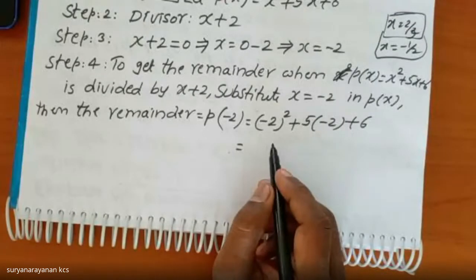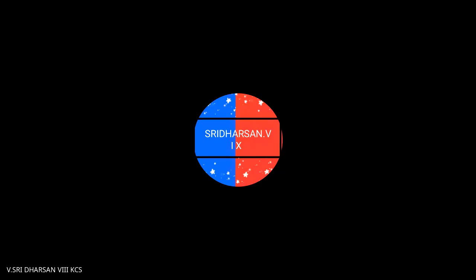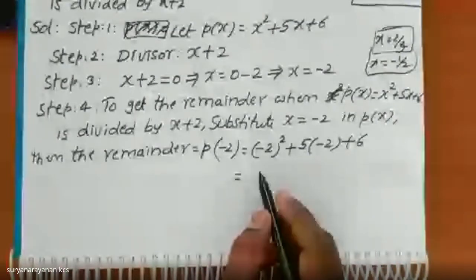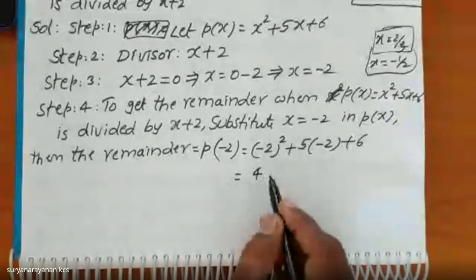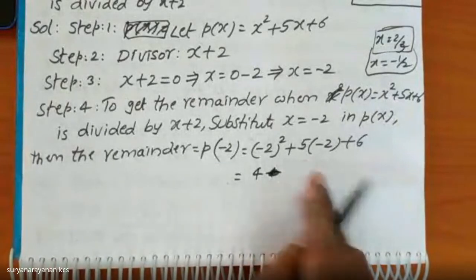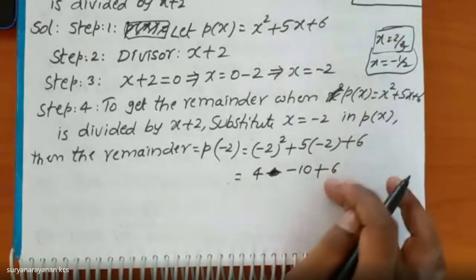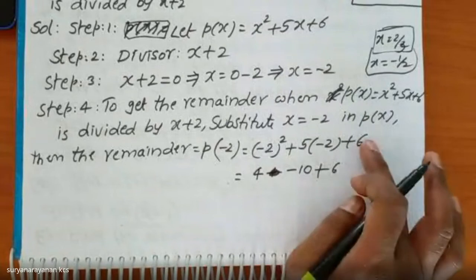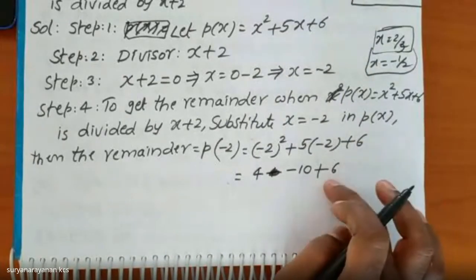What is the value of minus 2 whole square? Tell me fast. 4. Yes, very good, Sri Darshan. Very good, Srujanamma. What is the second term? Tell me fast. Minus 10. Very good. What is the third term? 6, that is a constant term. No need to simplify the third term. We write this third term as it is.